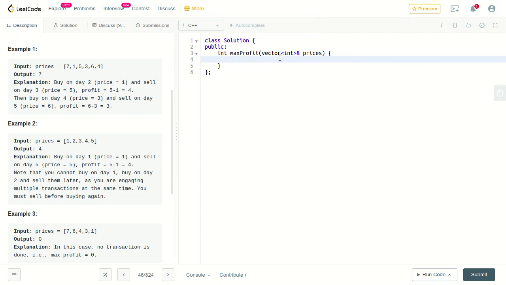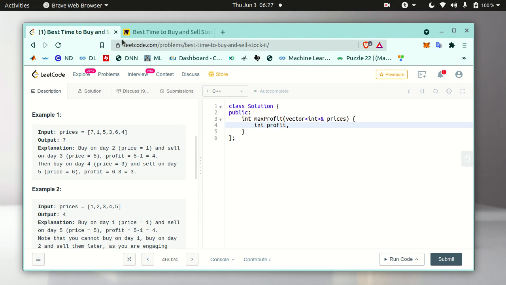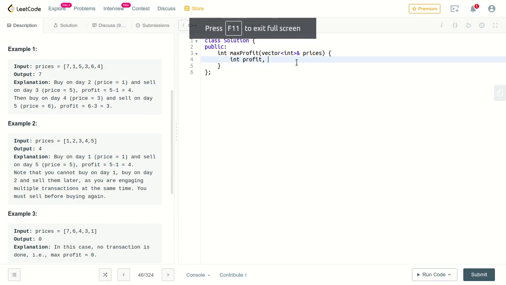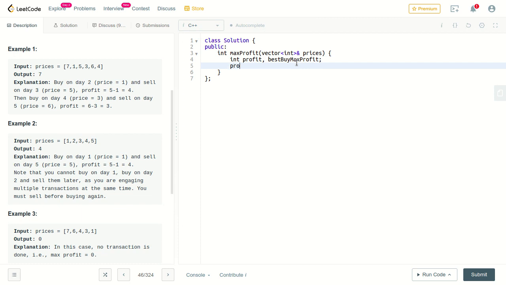So the two variables were profit and, what was it, best buy max profit. Very creative, best buy, I'm camel casing. So I have to initialize profit with 0 and this best buy max profit with 0 minus prices[0]. We are assuming that initially we have 0 funds and then we are buying at this price. So that is what we have as our max profit after we decide to buy on that day.